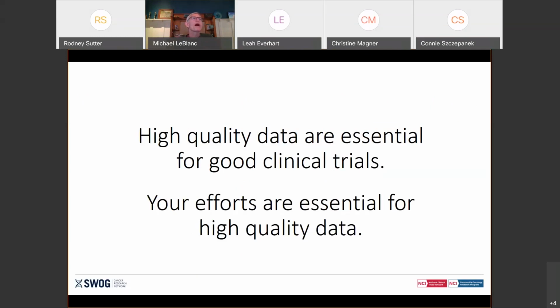So high quality data are essential for good clinical trials. You've heard this before, and your efforts are essential for high quality data. Next slide.